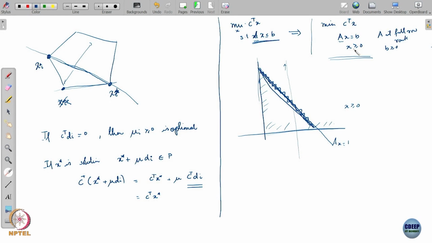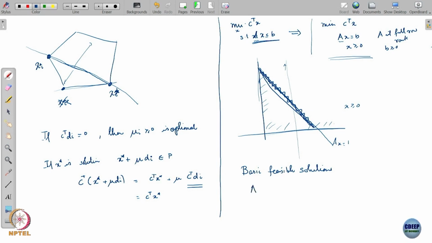So, the extreme points of this sort of set are what are called basic feasible solutions. I will talk about the basic feasible solutions. Since you have about 10 minutes, I can just define for you what this is.